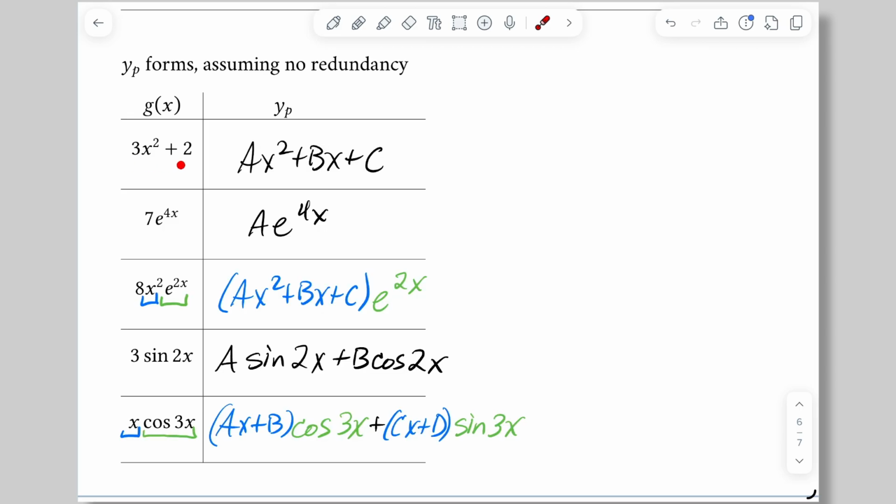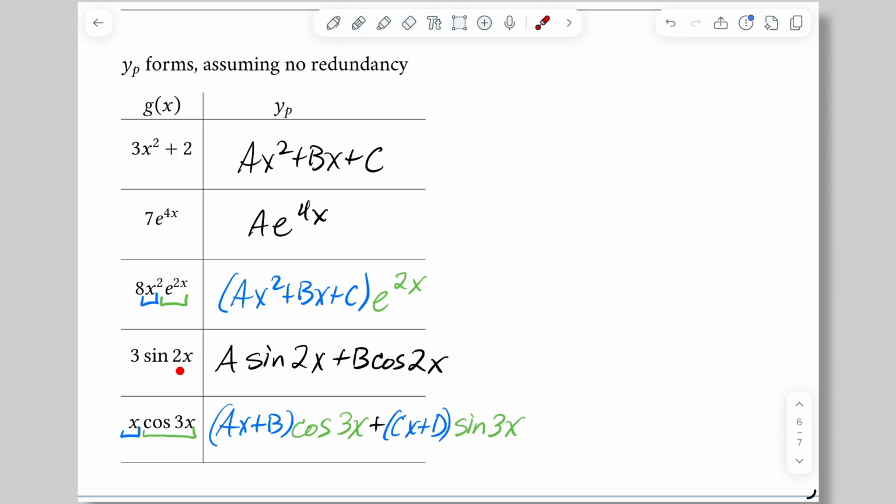3x squared plus 2 is a second degree polynomial, so our y sub p form is ax squared plus bx plus c. 7e to the 4x, just straight exponential, so ae to the 4x. Make sure that those exponents match. 8x squared e to the 2x is the product of a second degree polynomial and an exponential. So yp is the quantity ax squared plus bx plus c times e to the 2x. Again, making sure that the exponents match there.